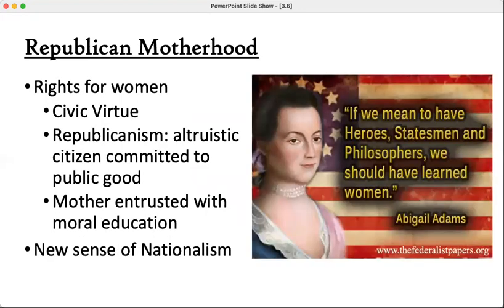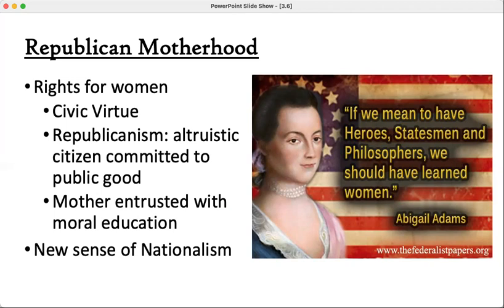All right, what about for women? Well, you have this whole idea of Republican motherhood. Republican motherhood is the idea that women are entrusted with the moral education of citizens, right? In many ways, women are empowered during the Revolutionary War because as their husbands, brothers, fathers are off fighting, they take up those roles, right?